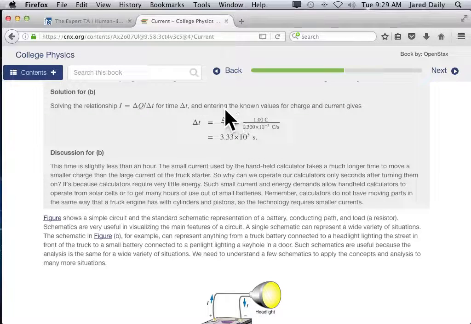So they've rearranged the equation, you can see, to solve for delta T instead of to solve for amps, because they've given us the current. So we got 0.3 times 10 to the minus 3 coulombs per second, or amps. And then we have 1 coulomb of charge that we want to see how long it takes for it to go through. When you solve this, it turns out to be 3.33 times 10 to the 3 seconds.